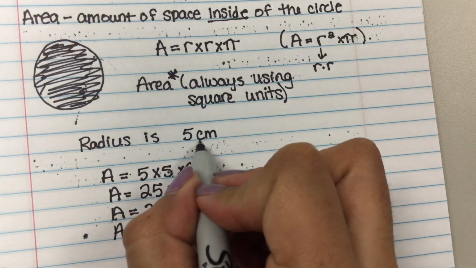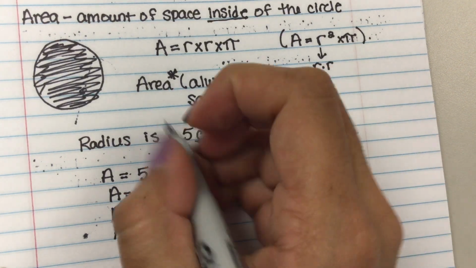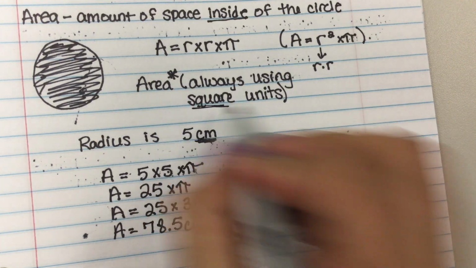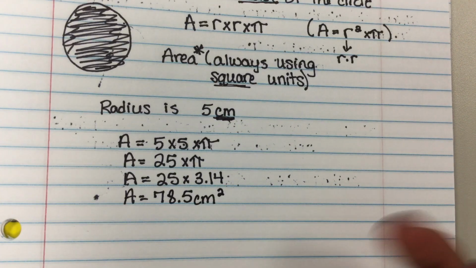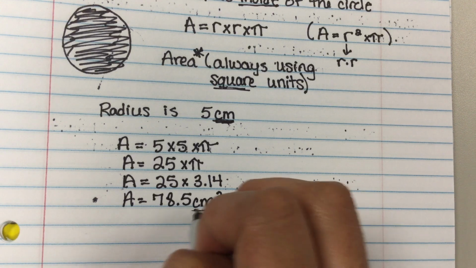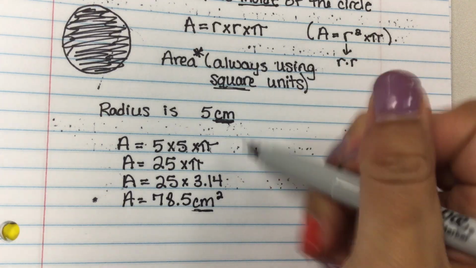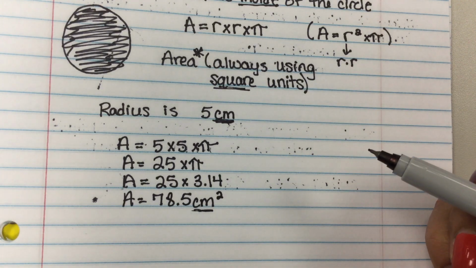And our answer needs to be centimeters squared. So that's where those square units come into play. We need your unit, whether it's centimeters, inches, miles, anything like that, to have the little 2 up there, so it's centimeters squared.